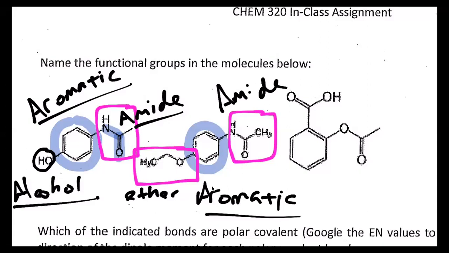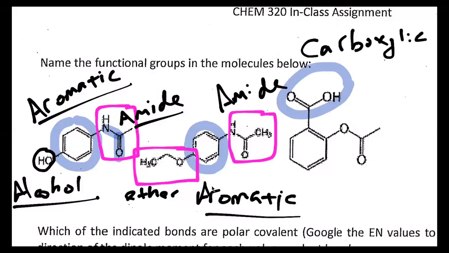I didn't put it on that first sheet that I was working on when I was just writing out the notes. But what about this group right here? I heard somebody say it earlier. It's an acid. Yeah, carboxylic. It's a carboxylic acid. What's the difference in the acid and the ester?